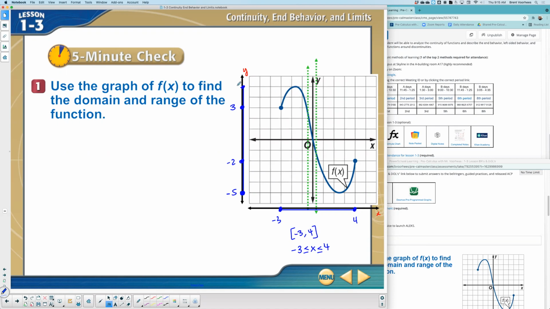This goes as high as 5 units, I believe. So the range would be brackets or parentheses? Brackets. -5, comma 5 with brackets. Or we could say -5 is less than or equal to x, which is less than 5. Would that be right? No, it's not. Someone correct me. What's wrong? Why? Why?